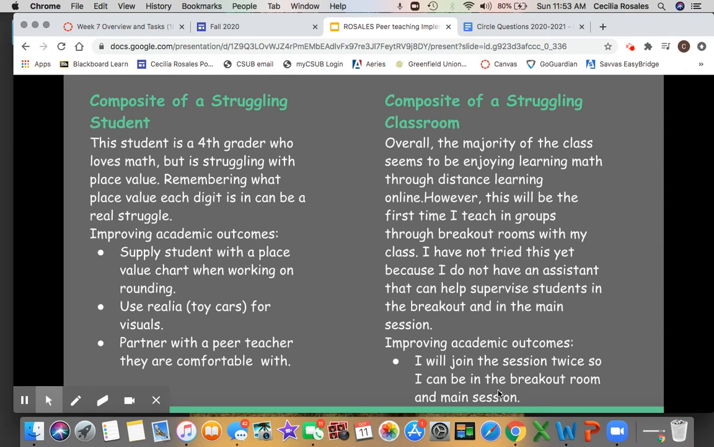For the classroom overall, the majority of the class seems to be enjoying math. However, this is the first time I teach in a breakout room. So the way that I can help improve the outcomes, so that I can supervise all the students, will be to join the session twice with 2 devices. In one device I can be in the main session. On the other device I'll be in the breakout room. That way I can supervise both meetings at the same time.